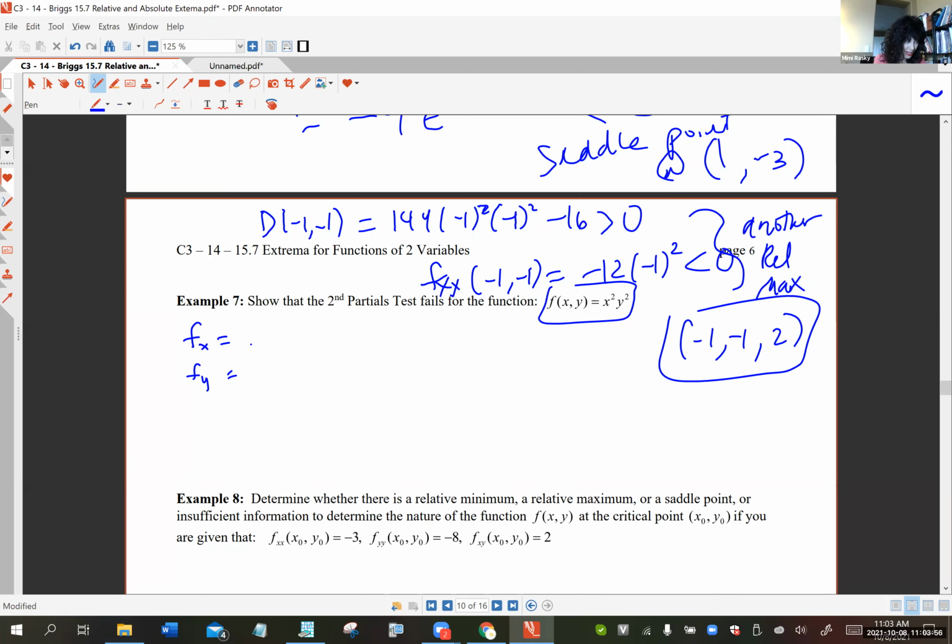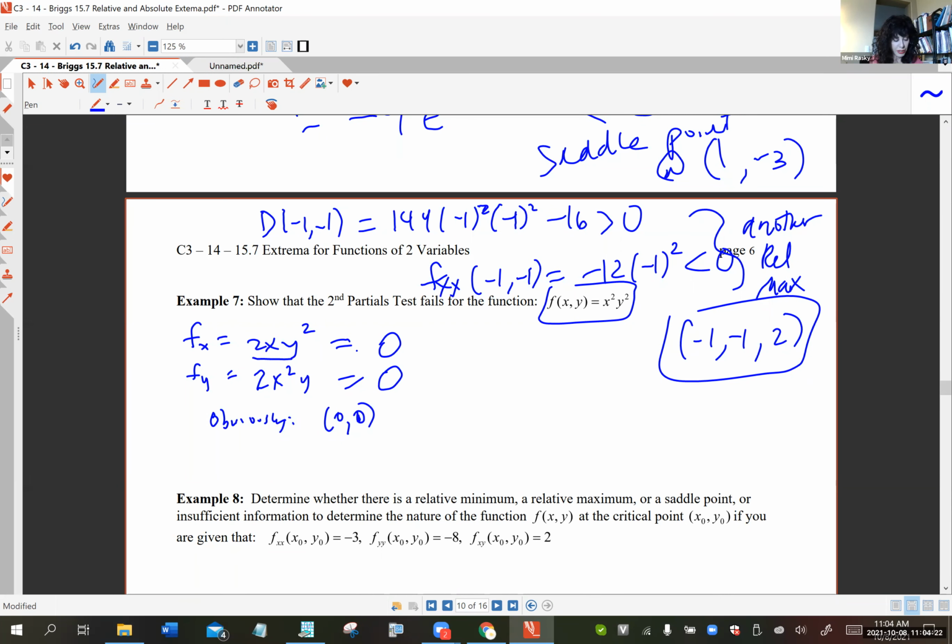Fx is 2xy squared. Fy is 2x squared y. Set these both equal to 0. You have a nonlinear system. Now, this one's weird because it's obvious that 0, 0 is a critical point, right? So obviously, the 0, 0 is going to make both of those equations go to 0.